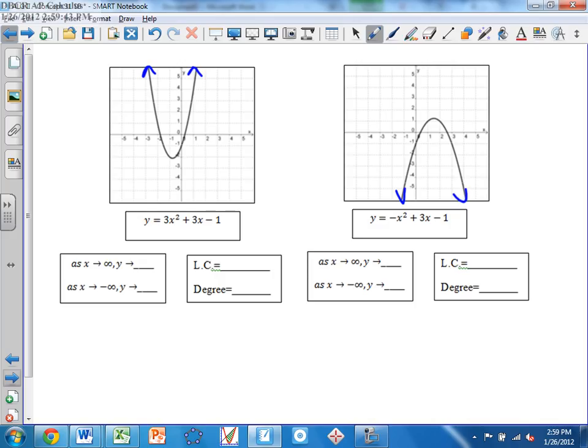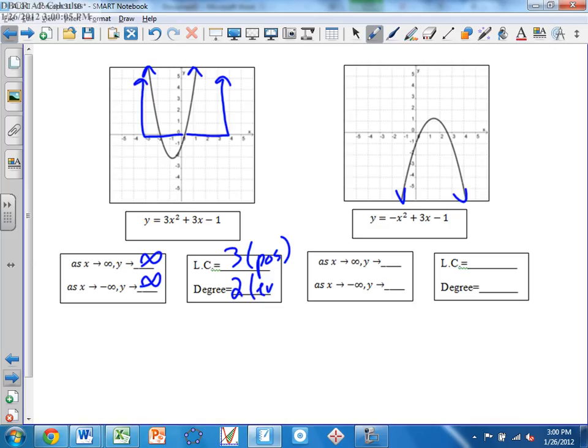So, as I go to the left, it goes up. As I go to the right, it goes up. So these will both be infinities. Again, if I go to the left, I have to go up. If I go to the right, I still go up. What's the LC for this one? 3 and positive. Very good. 3 positive. 2 and even.